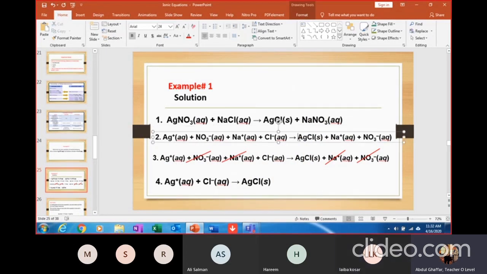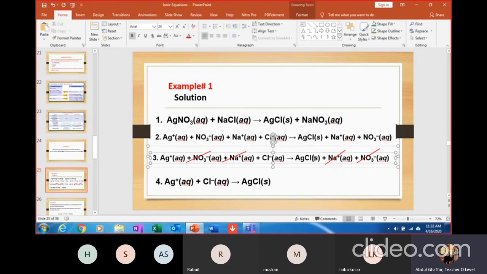Okay, Rabel, you tell the second step. What is the second step? Muskan: The second step is to break down the equation into ionic form. Yes, very good. Well done. The second step is that you have to break this complete balanced equation into ionic form, right?